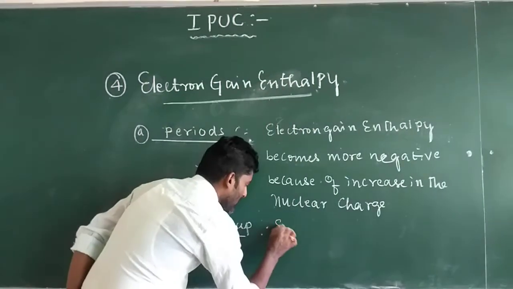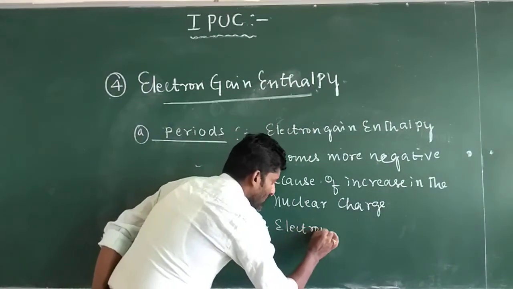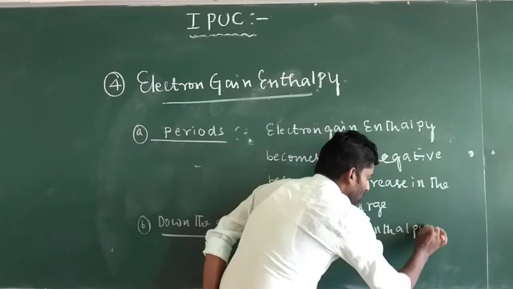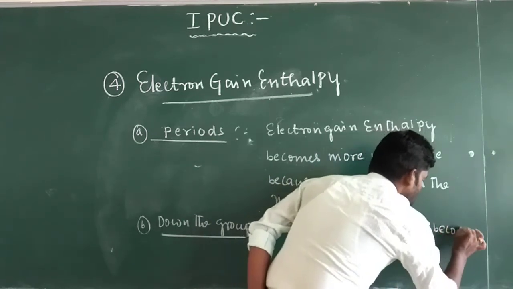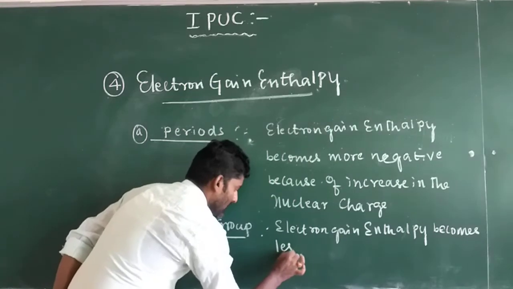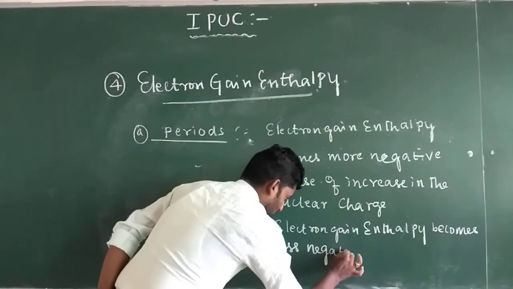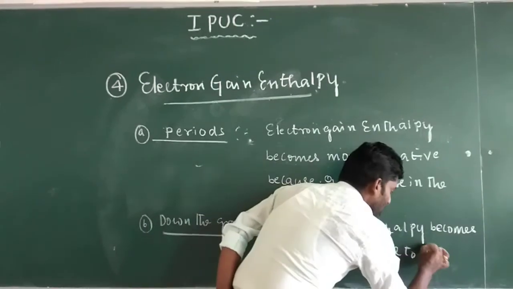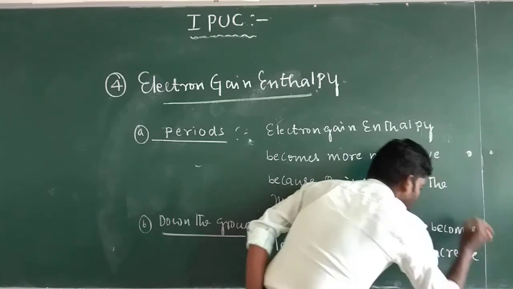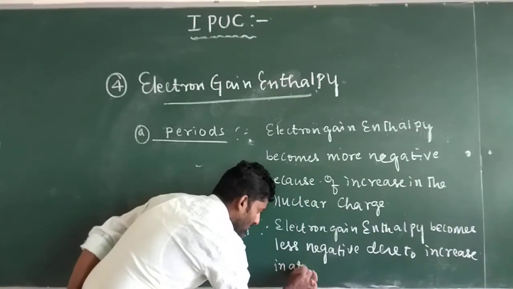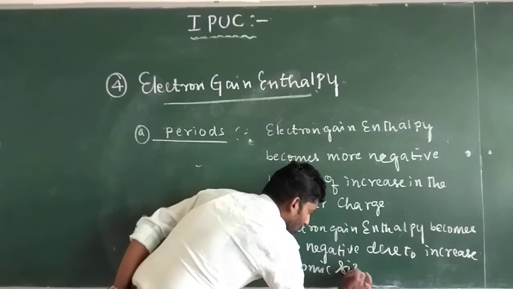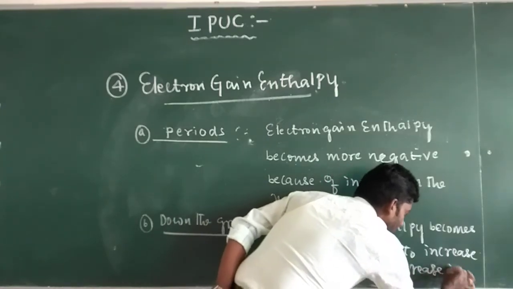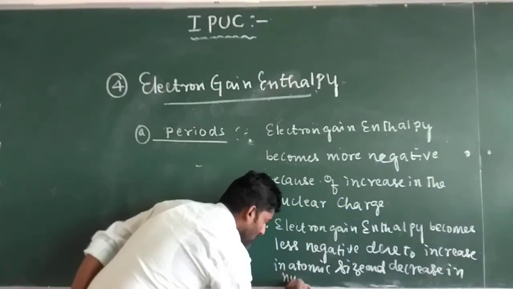That is, down the group, electron gain enthalpy becomes less negative due to increase in atomic size and decrease in nuclear charge.